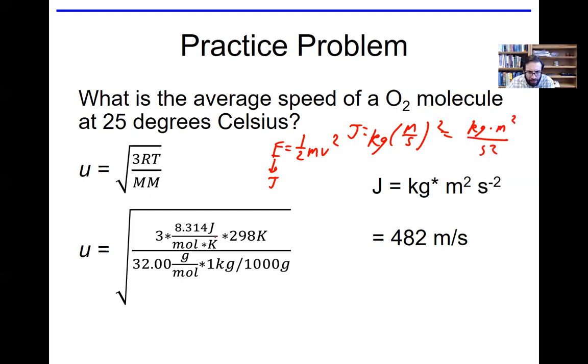If you work through the units here, everything cancels, because this is actually kilograms meters squared per second squared. We have a kilogram on top in the numerator, and we're dividing by kilograms, so those go away, just as grams went away. We're dividing by moles here, but also multiplying by moles there, so those go away. We're dividing by kilograms, and dividing by Kelvin, but we multiplied by Kelvin, so that goes away. We're left with the square root of meters squared per second squared, and taking the square root of both gives meters per second. The final answer becomes 482 meters per second.